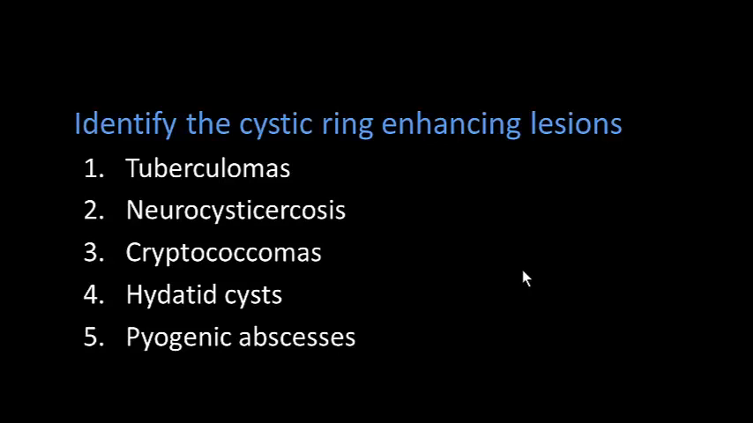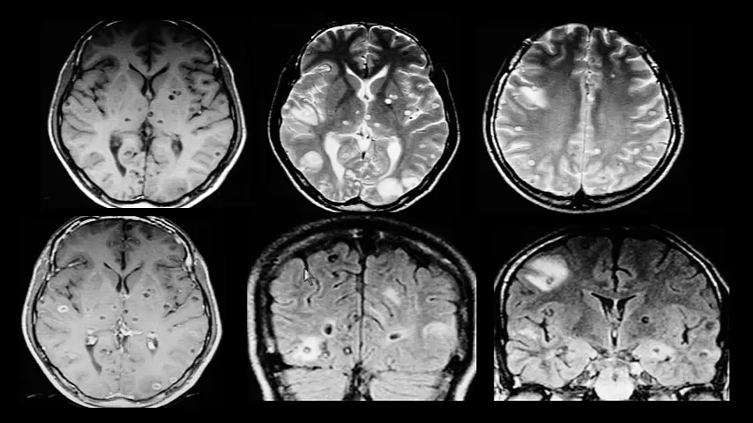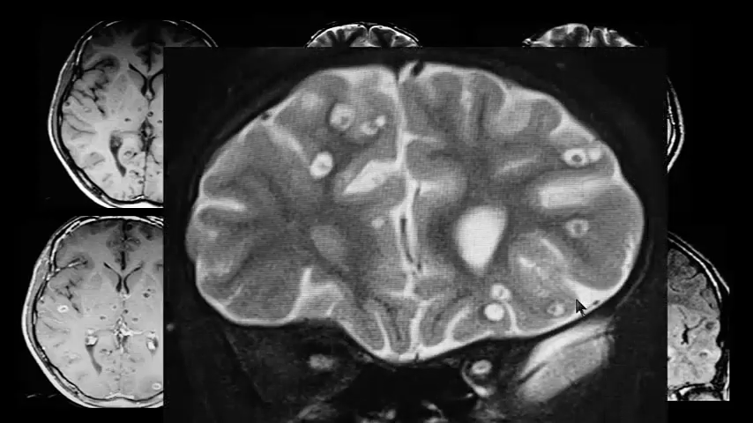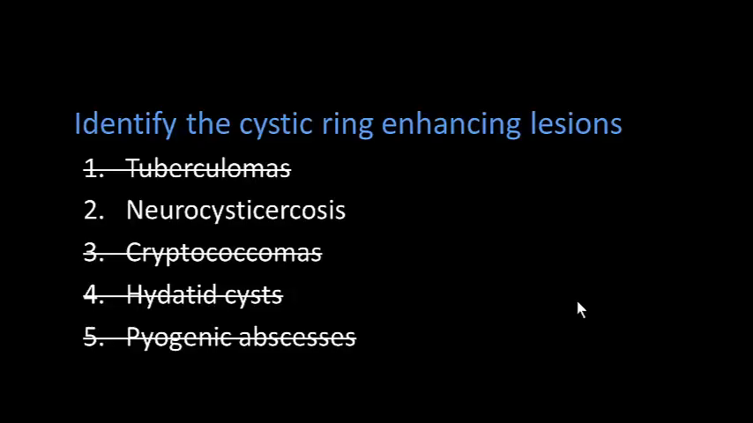Another, this is the FIESTA, the images where you can detect the scolex very nicely in heavily T2 weighted images. And this is the spectrum of neurocysticercosis that you can see. Okay, next question was the correct diagnosis.